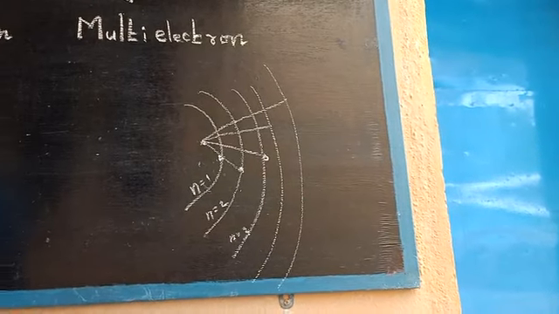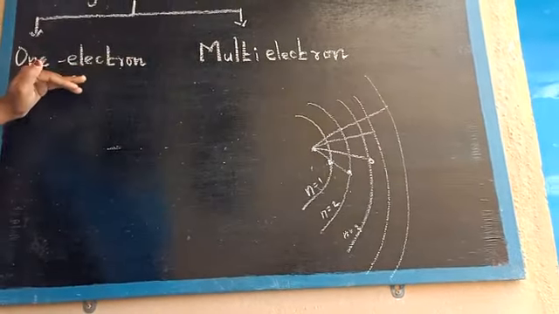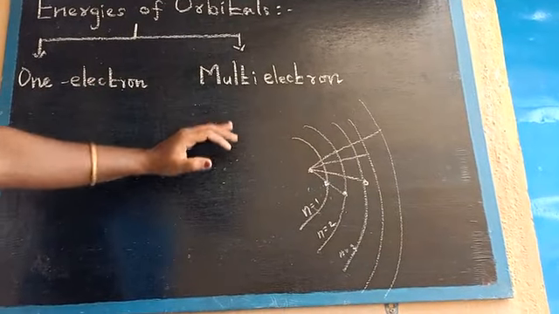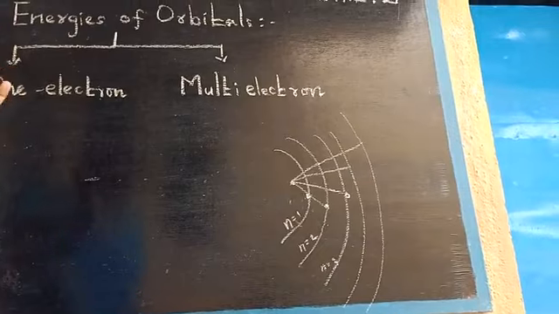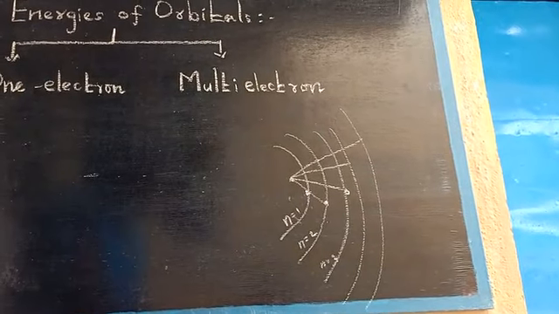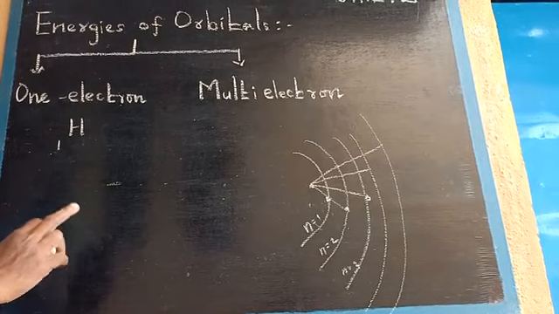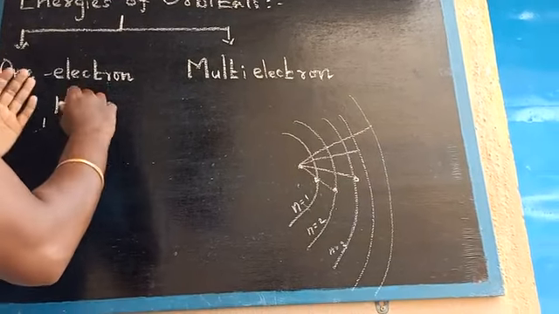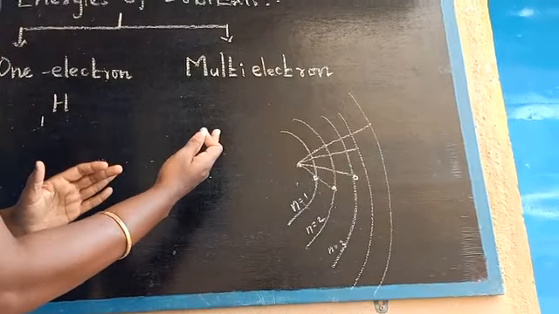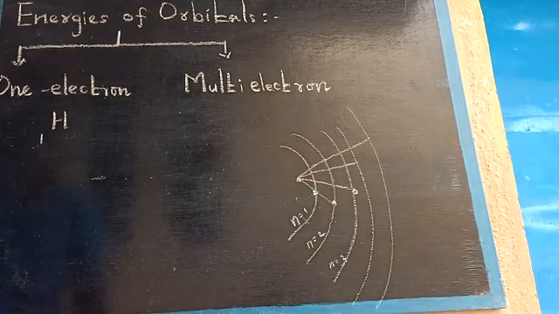Here it is classified in two ways. One is the one-electron system and another is the multi-electron system. One-electron system means the element contains one electron. For example, hydrogen, H, atomic number 1, number of electrons 1, number of protons 1. Multi-electron means more than 1. Lithium, beryllium and so on, everything except hydrogen comes under the multi-electron system. So now talk about the one electron of the hydrogen atom and the energies of orbitals.